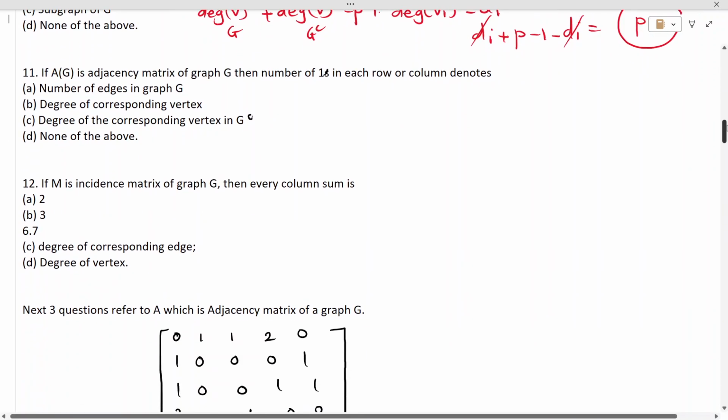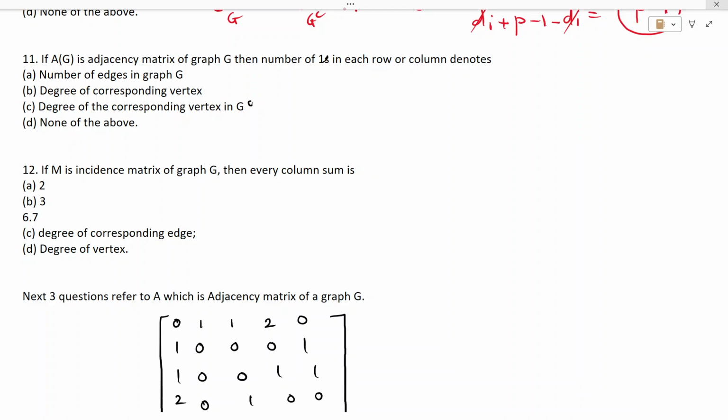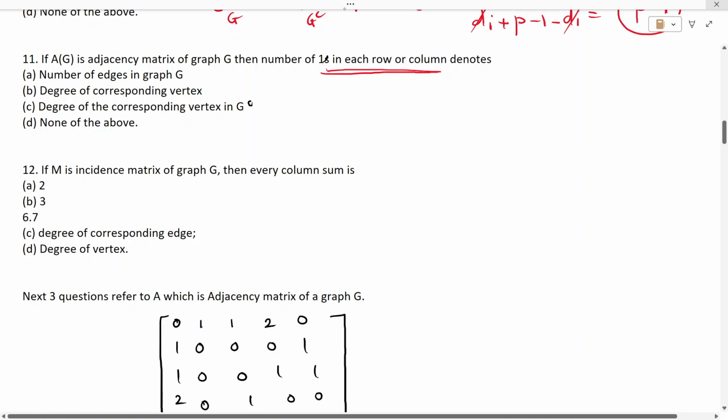Next MCQ is, if A of G is the adjacency matrix of graph G, then ones in each row or column denote what. While discussing properties of the adjacency matrix, we have already discussed that the number of ones in each row or column of the adjacency matrix denotes the degree of the corresponding vertex. So option B is the correct option.